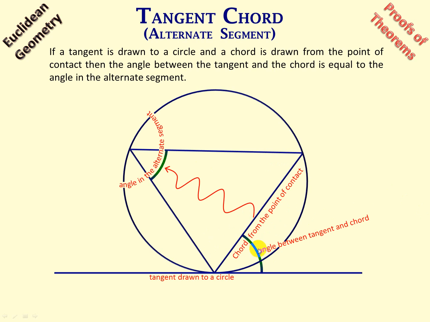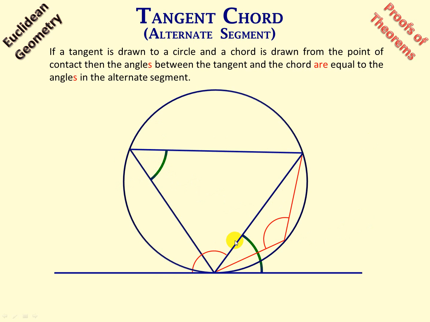In other words, this angle between tangent and chord is equal to the angle subtended by that chord on the alternate, the other side, at the circumference. Now there are two angles between the tangent and the chord. There's the one, there's the other one, the red one. And that is also equal to the angle subtended by the chord in the other segment on the circumference. So therefore that angle equals that angle.